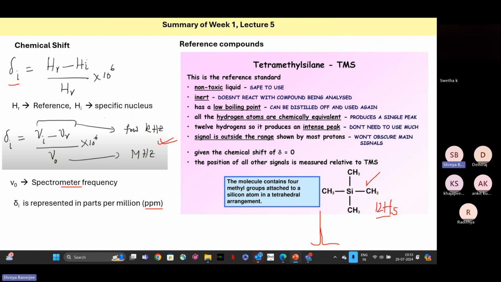And silicon, so basically compared to silicon, carbon is more electronegative. So the electron density will be withdrawn towards the carbon. So these hydrogens will have high electron density around them.